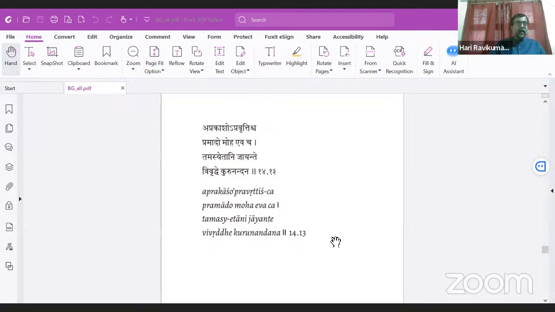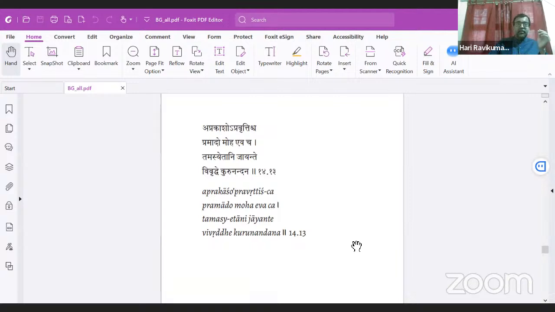Aprakasha, darkness. Apravritihi. So pravriti is a work or nature of the person or the profession, activity. So apravritihi means lethargy, not doing anything. Then pramadaha, carelessness, this cavalier attitude. Moha, which is attachment, delusion. Eva cha etani tamasi vivruddhe jayante. So these are the things when tamas is predominant, these are the qualities to expect.